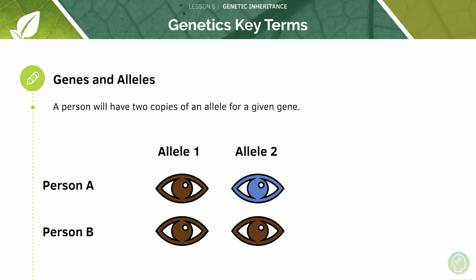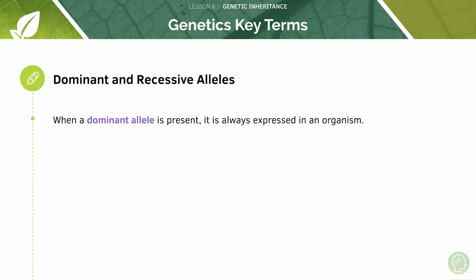So person A, on their eye colour gene, has a blue eye allele and a brown eye allele, whereas person B has 2 brown eye alleles. Okay? So just different versions of the same gene, and you contain 2 of those different versions for each given gene.